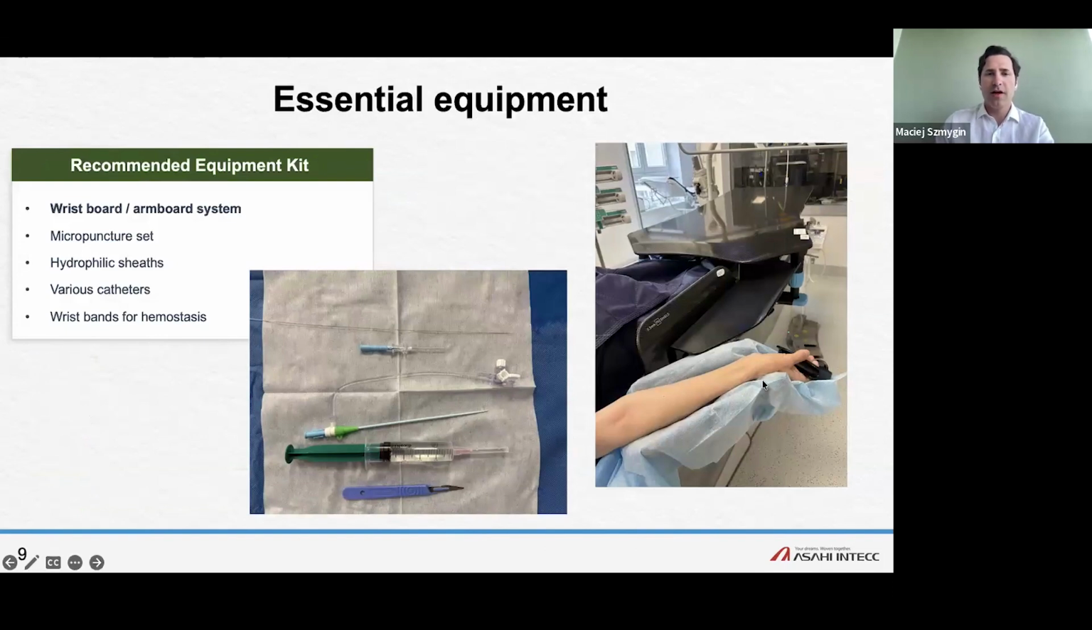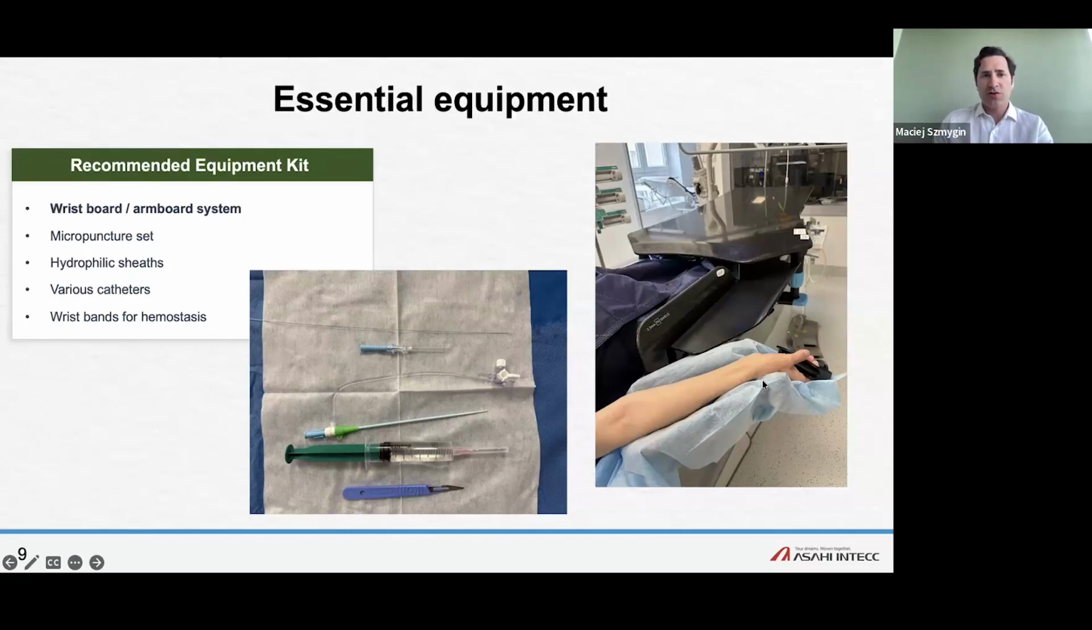And this is our equipment. Very, very important is to have a wrist board. This is our setup. We have a wrist board with different adjustments. Then we have a table. This is very comfortable for the patient. Of course, when we started, we didn't have this, and we used some wooden board with some hand support. It was okay, but after the introduction of this one, it's very, very comfortable for the patient.